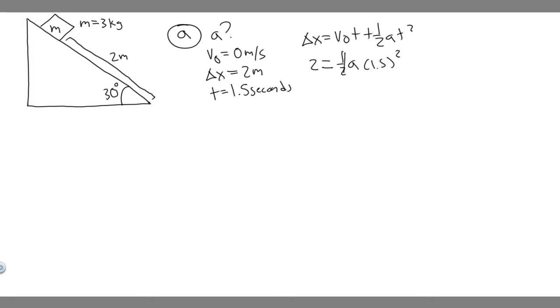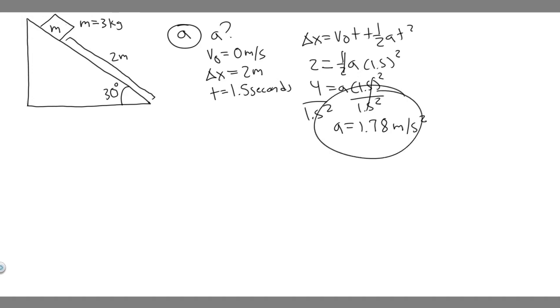We can get rid of the 1/2 by multiplying both sides by 2, so 2 times 2 is 4. So 4 equals a times 1.5 squared. Divide by 1.5 squared, so the acceleration is 4 divided by 1.5 squared. Plug this in your calculator, and you get a equals 1.777 and so on. You can round how you want; I'm going to round to 1.78 meters per second squared. That's going to be the acceleration.